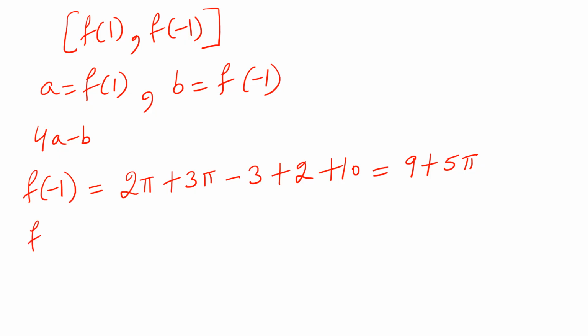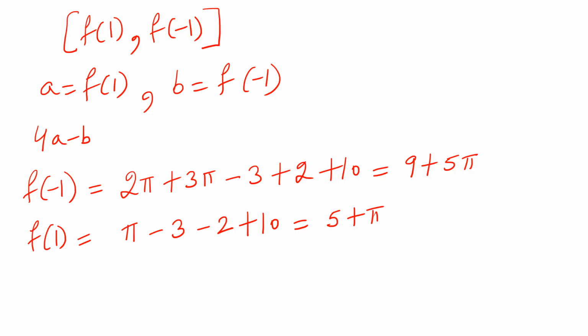And now we calculate f of 1. So this is 2 into cos inverse 1, which is 0, plus 4 into cot inverse 1, which is 4 into pi by 4 or pi, minus 3 minus 2 plus 10. And this becomes 5 plus pi.